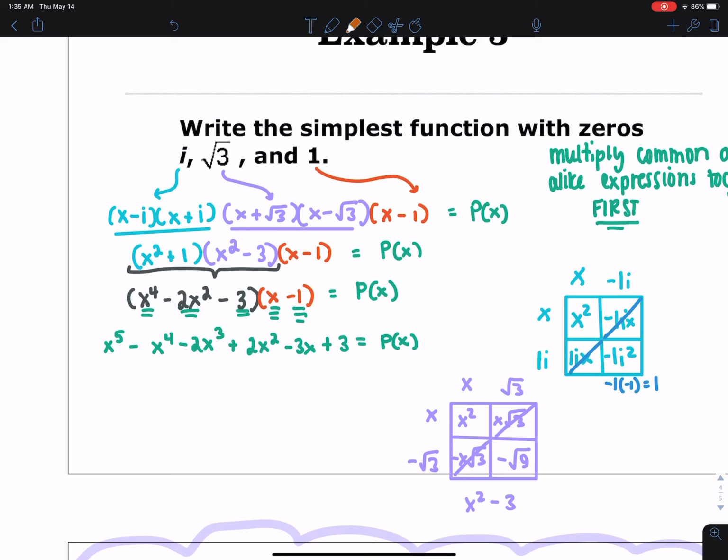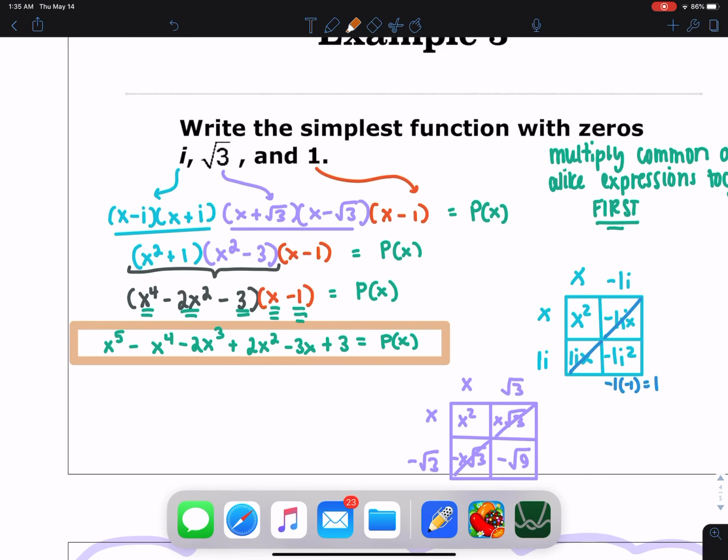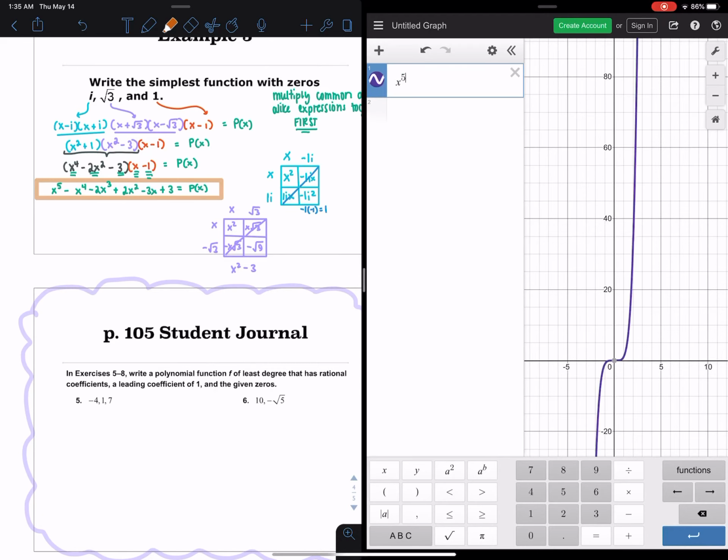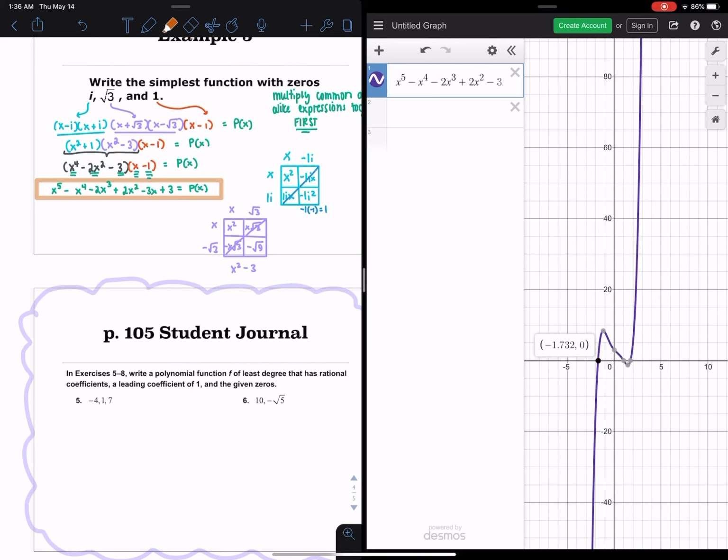This one is not as easy to check as number 1 because you can't really check the imaginary roots on a graph. And the radicals we're going to have to change over. But again, still worth double checking. So what we came up with is x to the 5th minus x to the 4th minus 2x to the 3rd plus 2x squared minus 3x plus 3. So there's one of my roots, there's another one, and there's a third one.